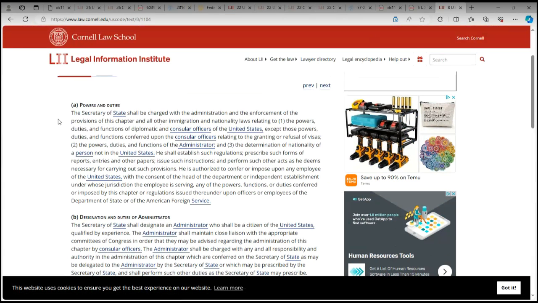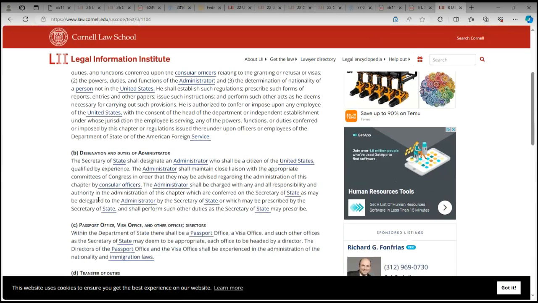Title 8, period. That means all the definitions too that people like to use, like national. I'm not going to read this because all this is the powers and duties. I'm not going to read the most. I'm going to read part A.